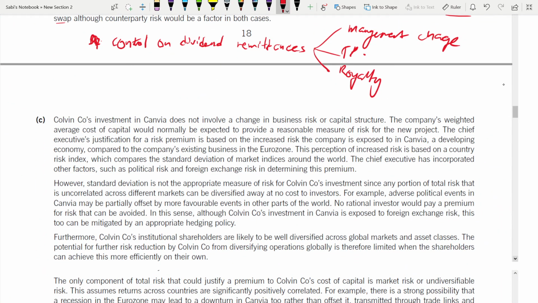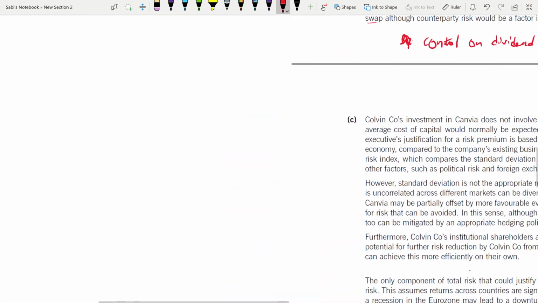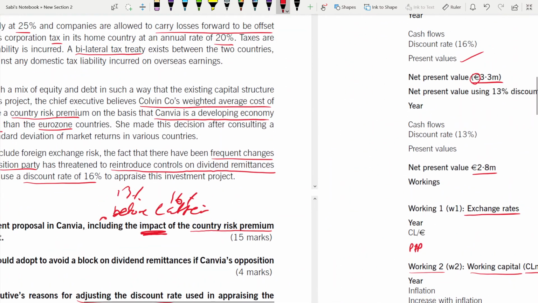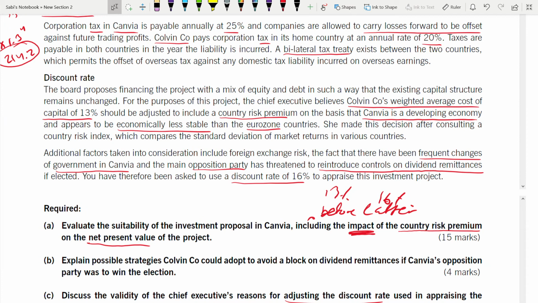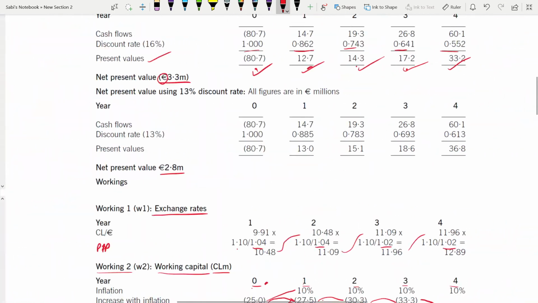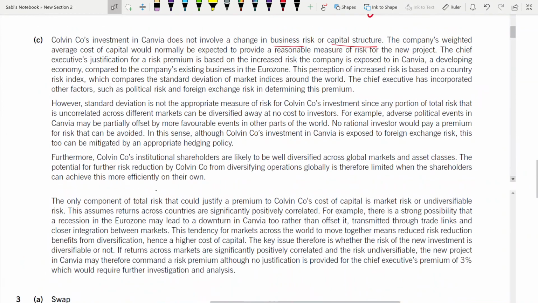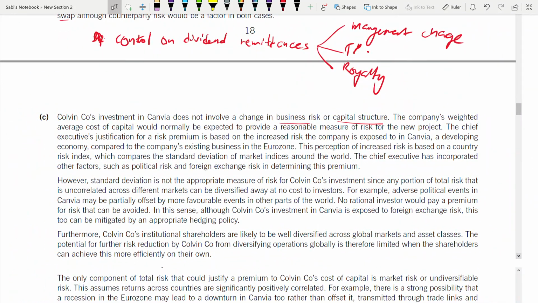Colvin's investment in Canva does not involve a change in business or capital structure, does it? Same line, so the business will not change. Capital structure, they told us it will not change. Read under discount factor. You only need the last paragraph. They told that the board proposes financing the project with a mix of equity and debt in such a way that the existing capital structure remains unchanged. So also it looks like a similar line of business. So business risk will not change, capital structure will not change.